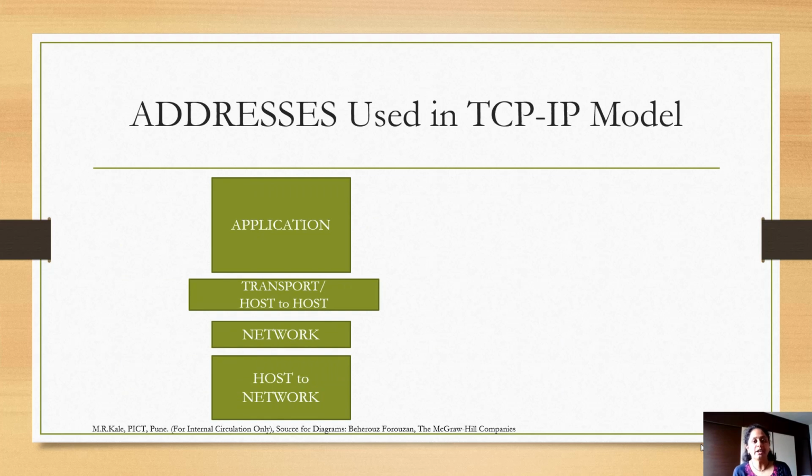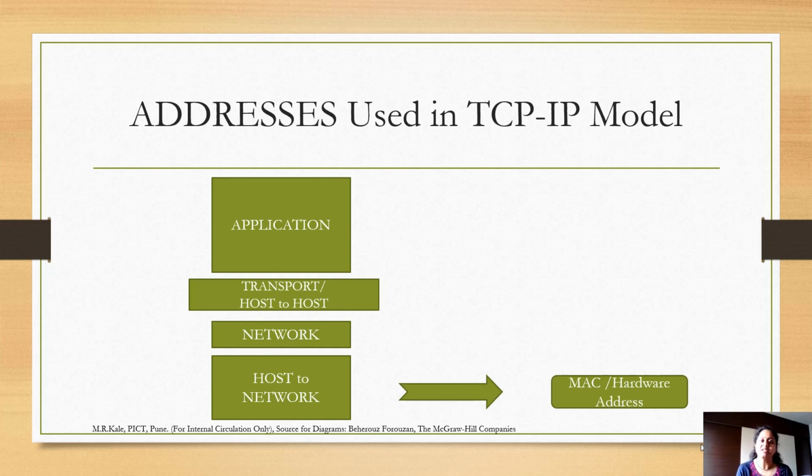Now the next point is addresses used in the TCP/IP model. There are various types of addresses: physical address, logical address, port address, special address, URLs, email addresses. Now, where in the TCP/IP model these addresses fit, we are going to observe now. Corresponding to the host to network layer, we have the lowest level of address, which is known as MAC address or hardware address, or alternatively called physical address.